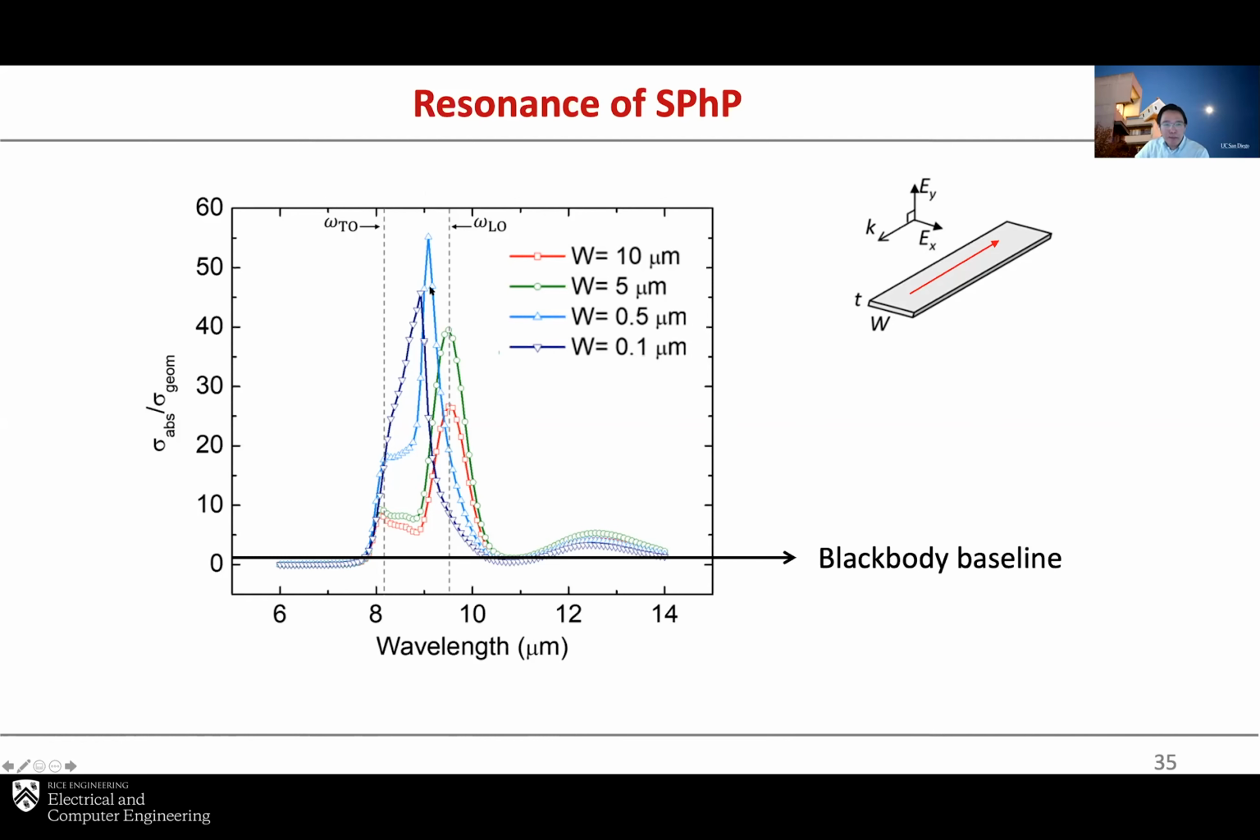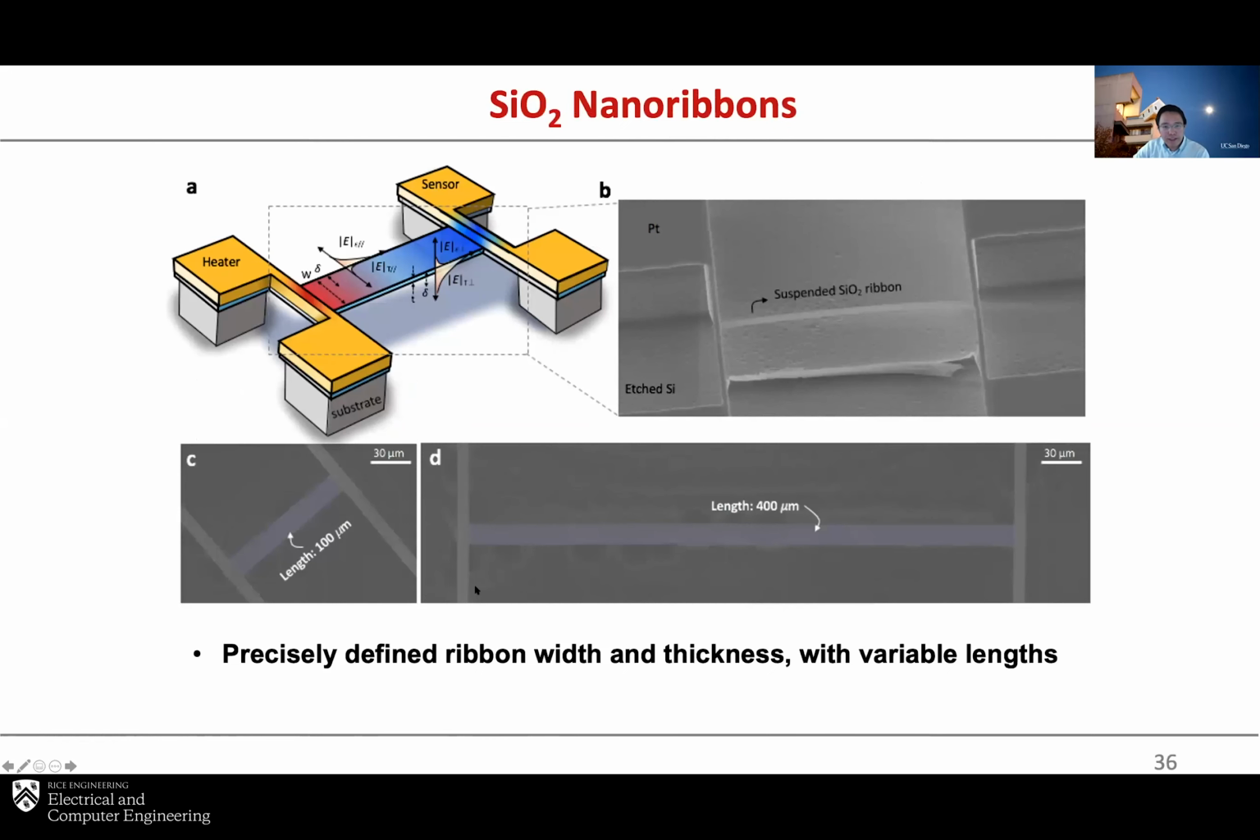Within this band, because of the resonance of the surface phonon polariton due to the width of this nano-ribbon, we can greatly enhance the effective absorption cross-section area. And we know that emission is the same as absorption. So as a result, you could have high thermal emissivity because of this resonance effect due to the surface phonon polariton. We did a measurement to precisely quantify the thermal emissivity from a silicon oxide nano-ribbon. We know that silica is a polar dielectric, and so we fabricated this device.